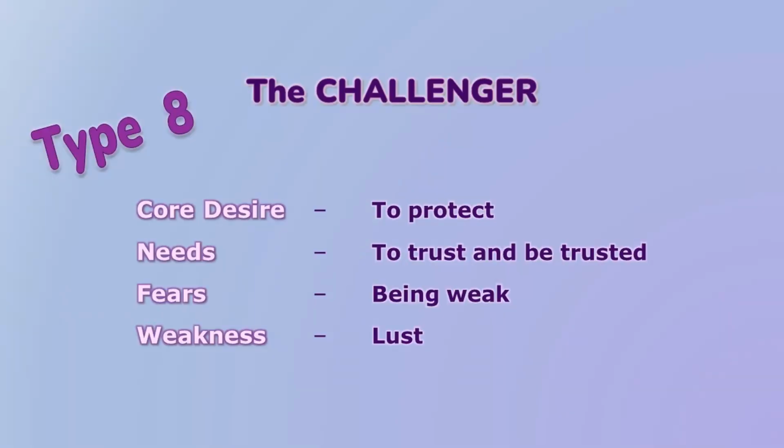Type 8s are the challengers. A challenger's core desire is to protect himself and his family. They feel the need to be trusting, to be trusted, and to not be betrayed. They fear being weak, powerless, or being controlled. Their weakness is lust because they desire to have control over self and over others as well.